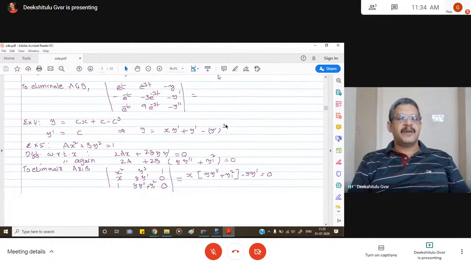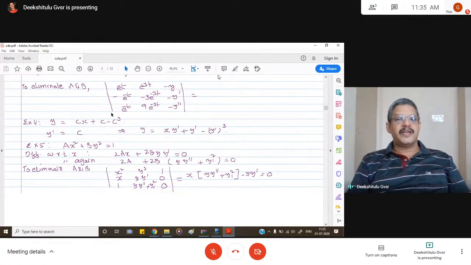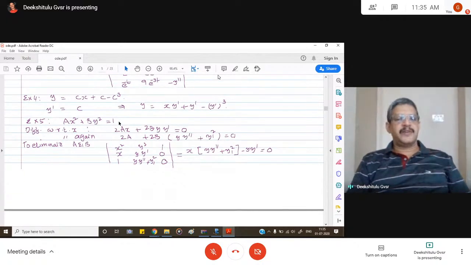Another example: y is equal to cx plus c minus c cube. So we have only one arbitrary constant, so one derivative is enough. If we differentiate this, y dash is equal to c, since the others are constants and their derivative becomes 0. So if we replace c in the equation, y is equal to x into y dash plus y dash minus y dash cube.